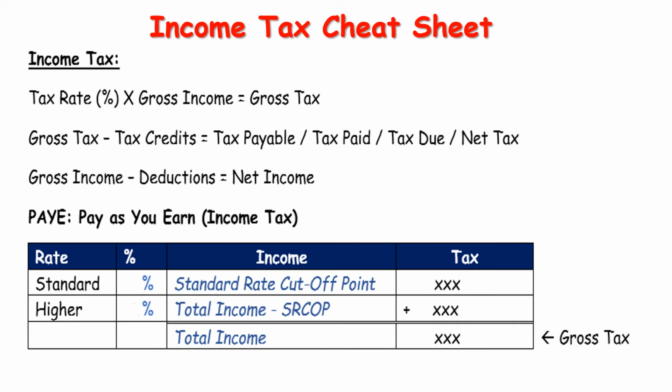So here is just a really quick note of what we need to know for income tax. The tax rate, meaning percentage, multiplied by gross income will give gross tax. If you then take that gross tax and subtract your tax credits, you'll get the amount of tax you should pay, which could be tax payable, tax paid, tax due, net tax. I've seen questions across books that use all of these words. Your gross income, take away your deductions, will give net income.